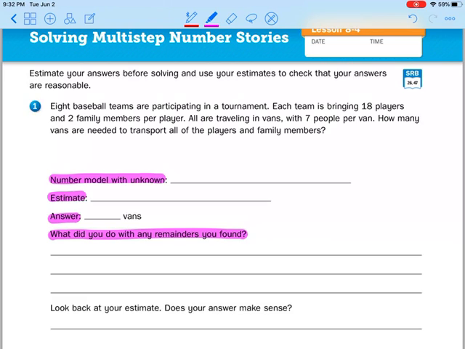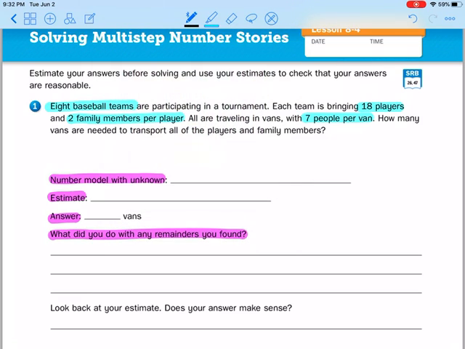So let's read it. Number 1, 8 baseball teams are participating in a tournament. So there's 8 baseball teams. Each team is bringing 18 players and 2 family members per player. All are traveling in vans with 7 people per van. How many vans are needed to transport all of the players and the family members?